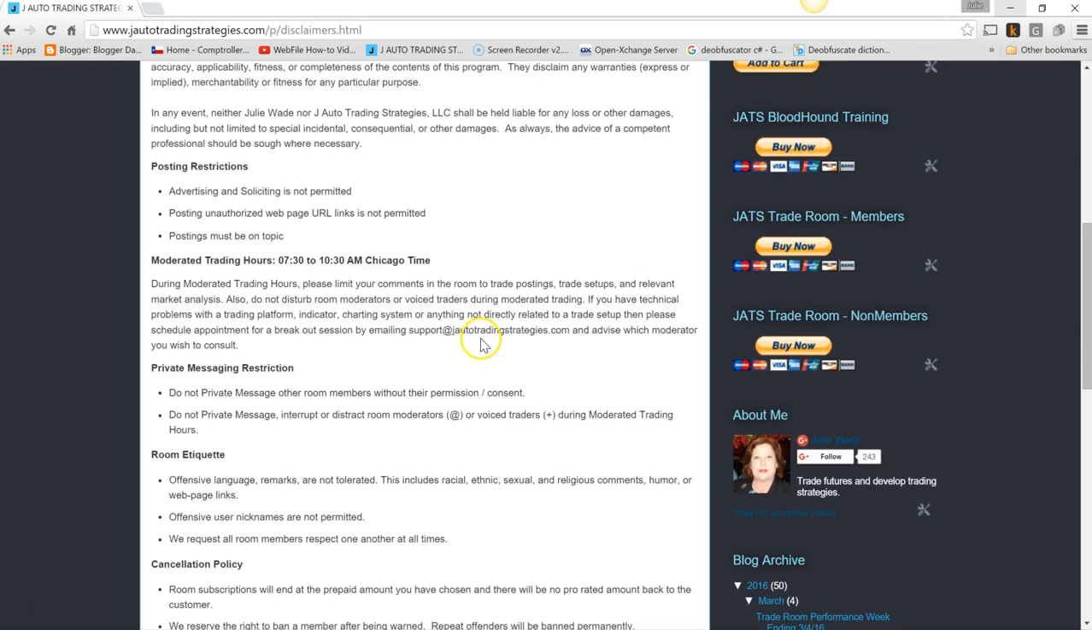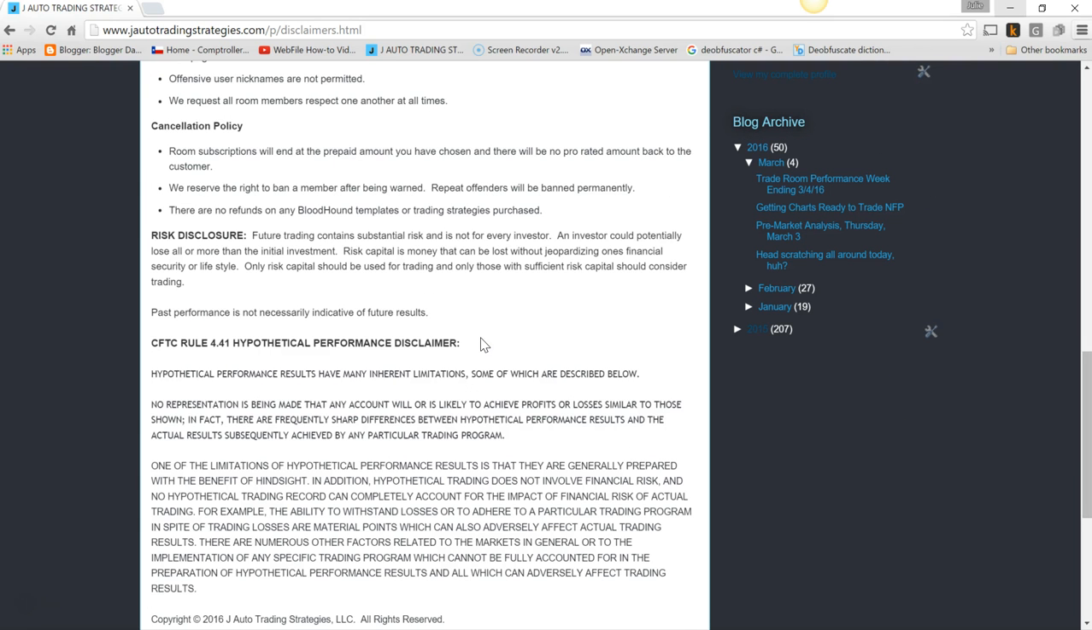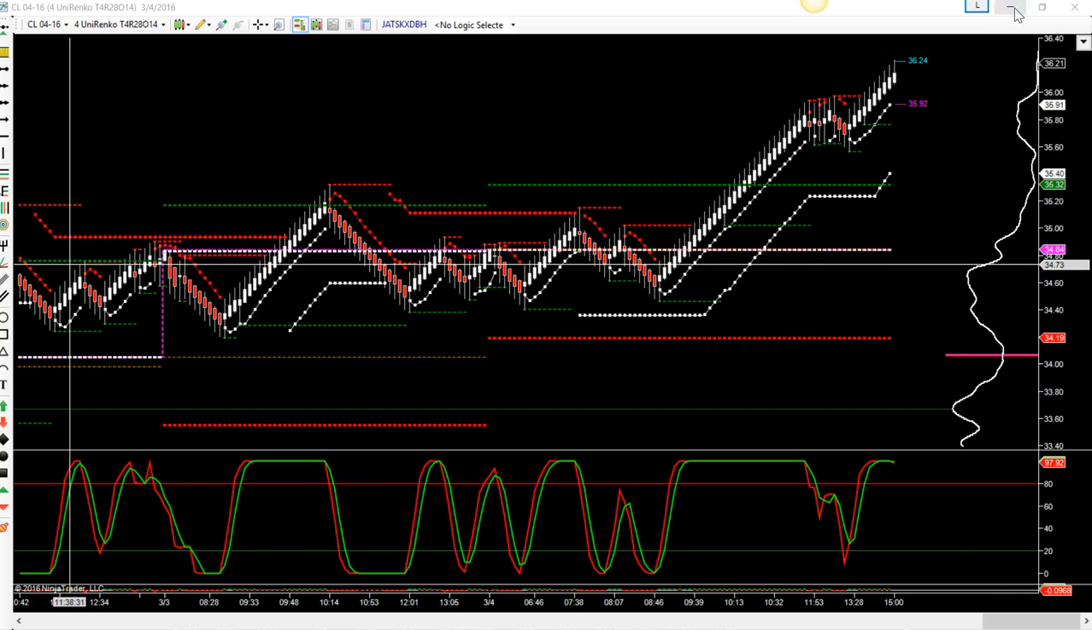So I'm going to address that real quick on the disclosures on the website. If you'll read those as well as the hypothetical performance disclaimer. And look at the chart.